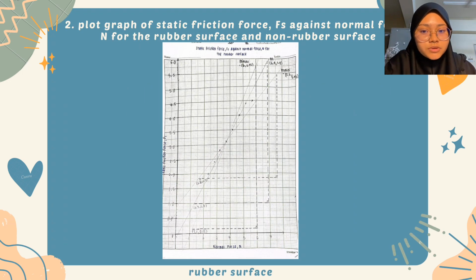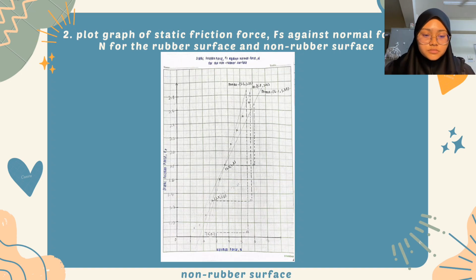In this frictional force experiment, we have two kinds of surface, which are the rubber surface and the non-rubber surface. For the graph, we use static friction force for axis Y and normal force for axis X. For normal force, you have to use the average, and for the static friction force, which is axis Y, you have to use the total weight.